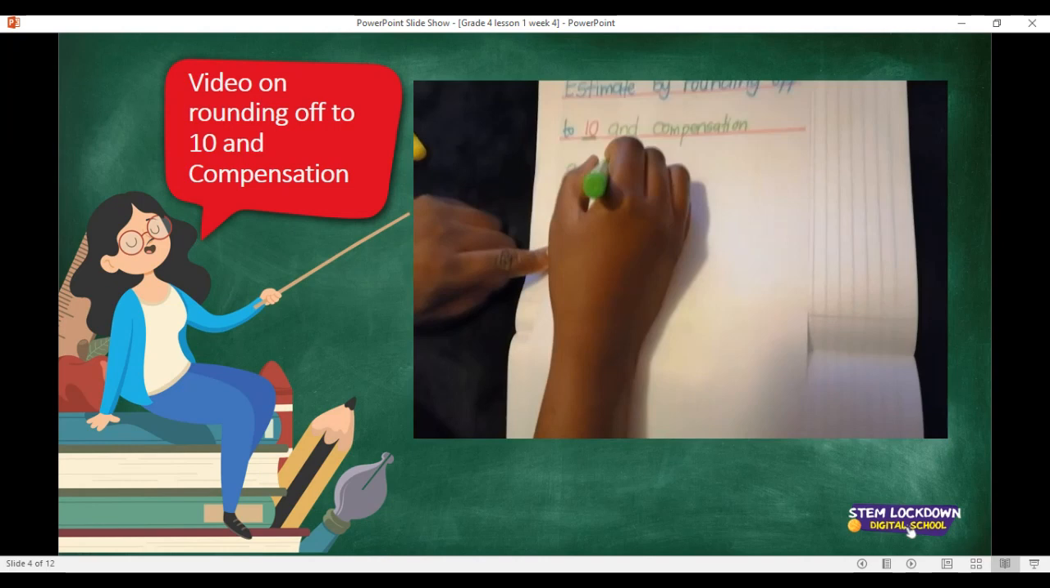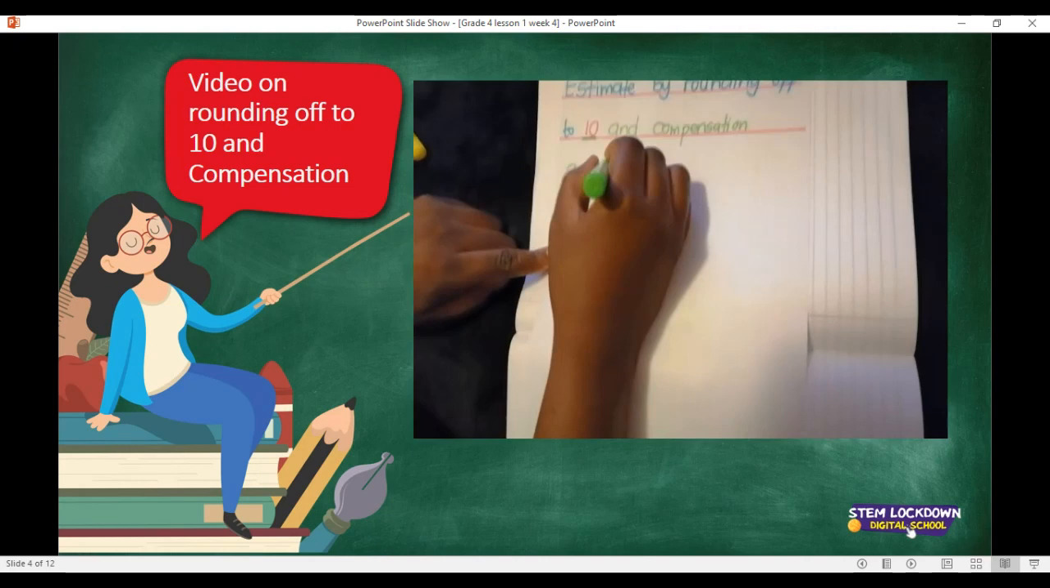Okay, let's just check the answer there. So 67 plus the 2 that we lost, we have to add it. We get how much? Can you see how much we get? Yes, we get 69. So this is the actual answer.